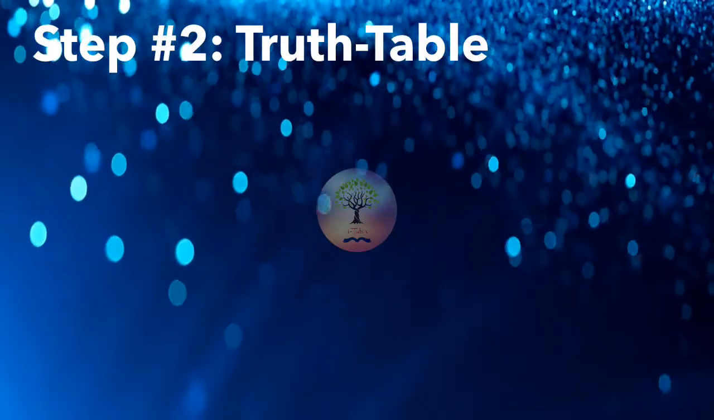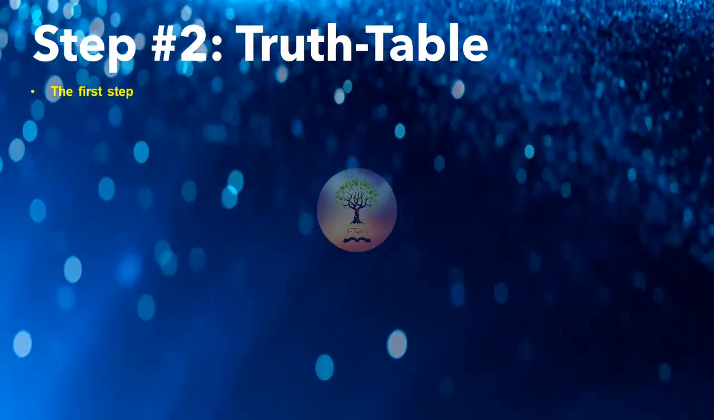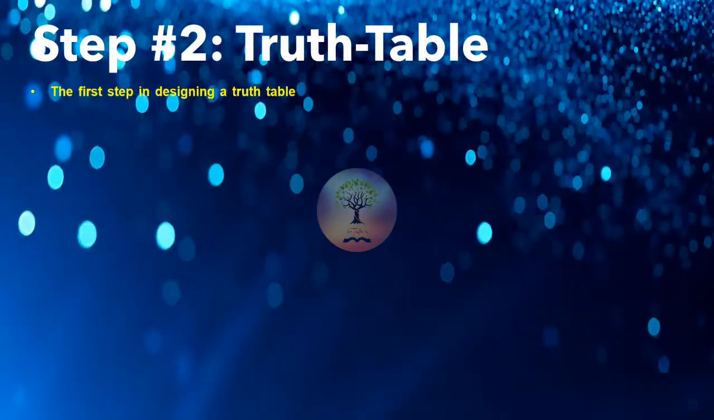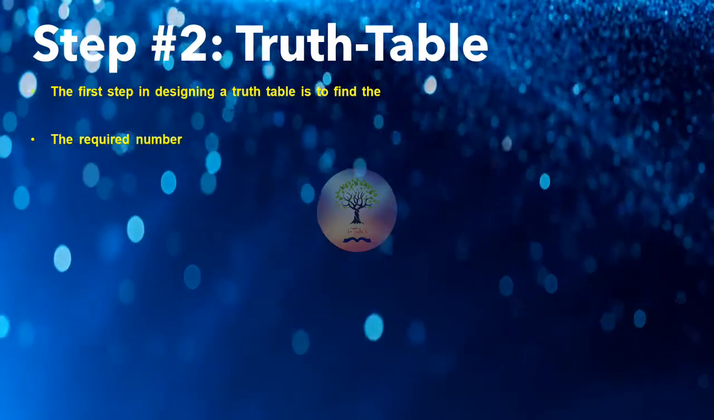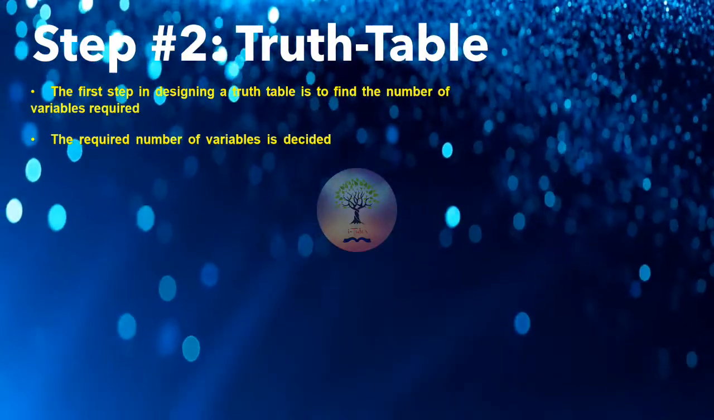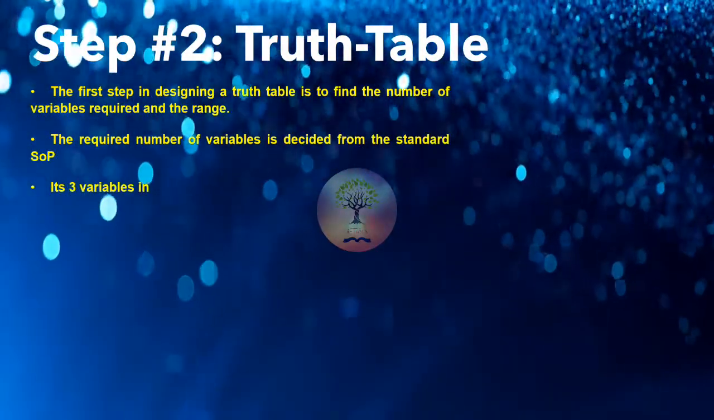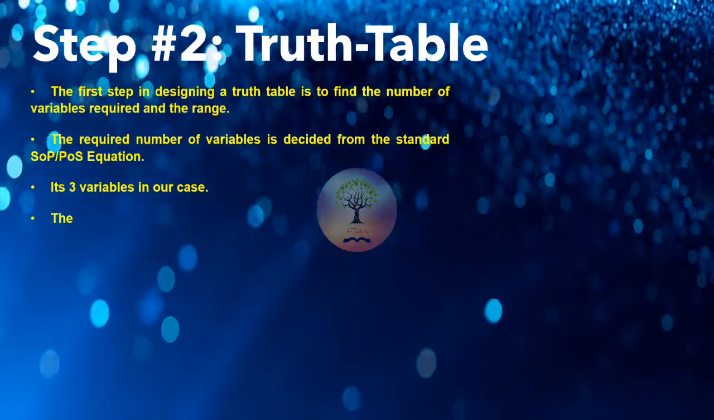Step number 2. Truth table. The first step in designing a truth table is to find the number of variables required and the range. The required number of variables is decided from the standard SOP or POS equation. It's 3 variables in our case.